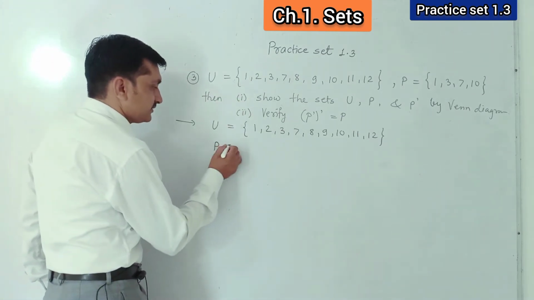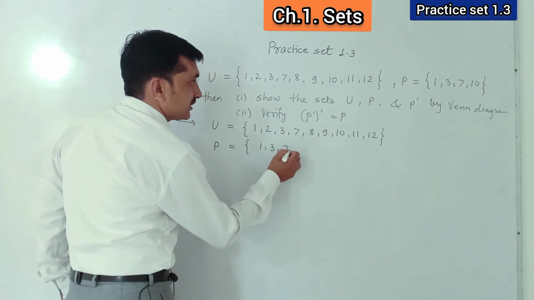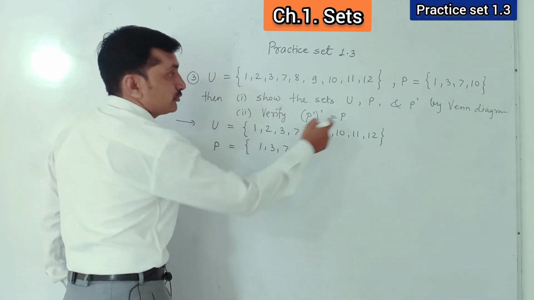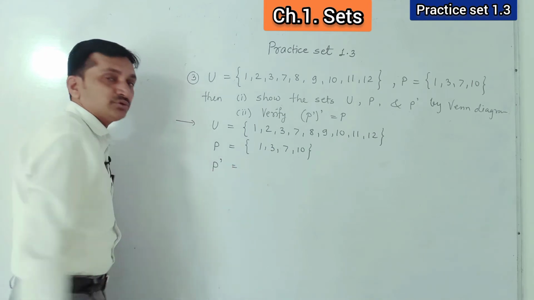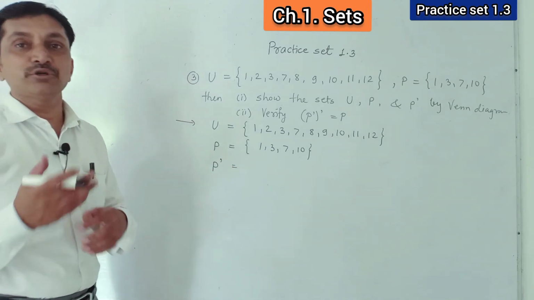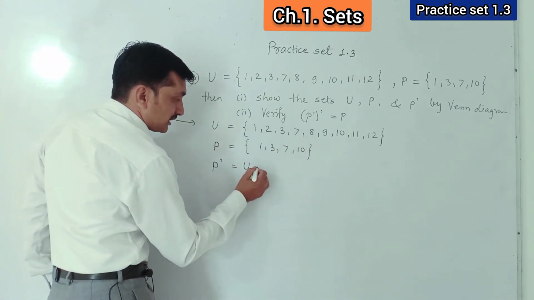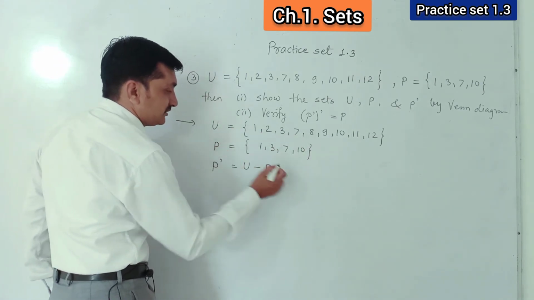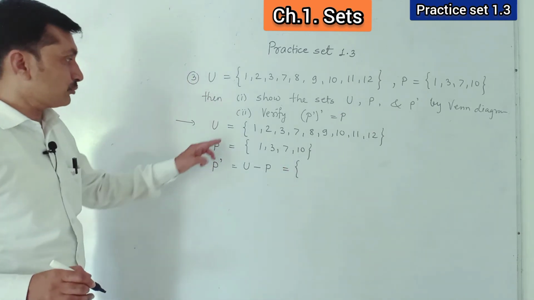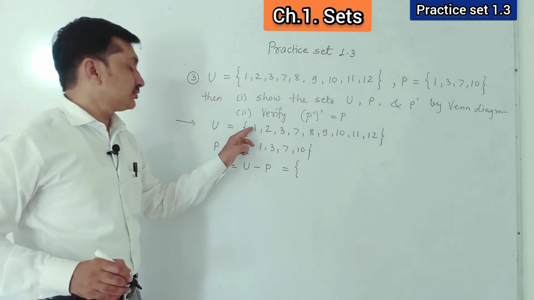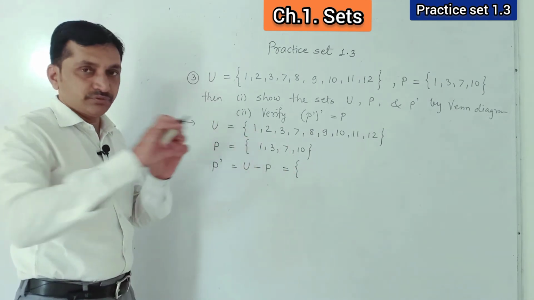Now set P is given. Set P is {1, 3, 7, 10}. Now we want P complement. What is P complement? How to find P complement? Elements of U minus elements of P, then we get P complement. It means from these elements you have to remove these elements.